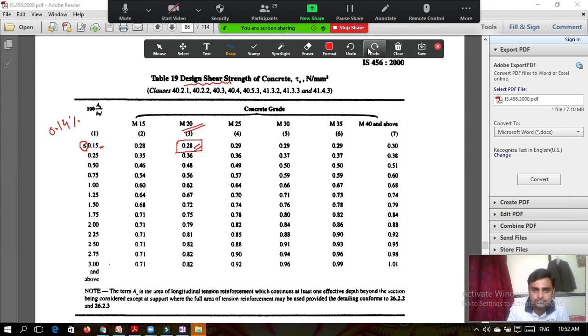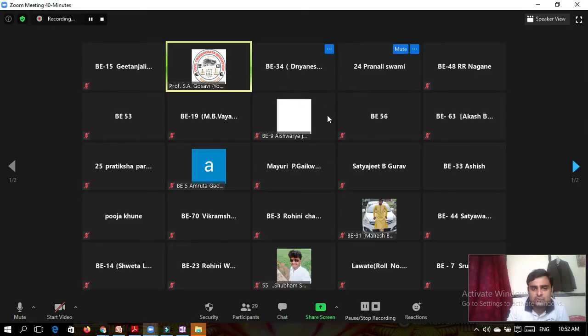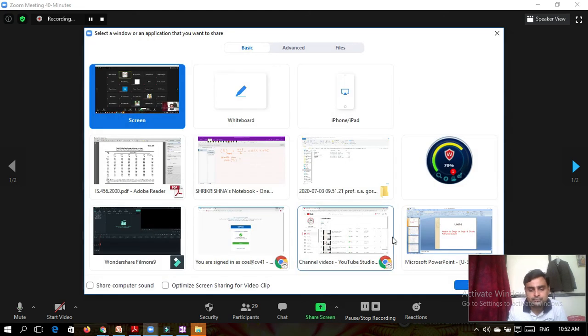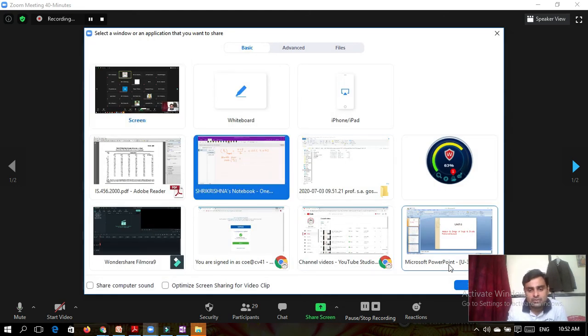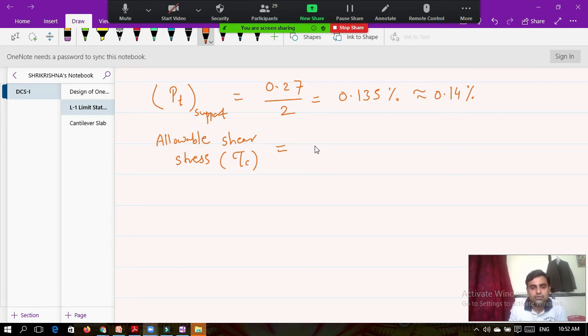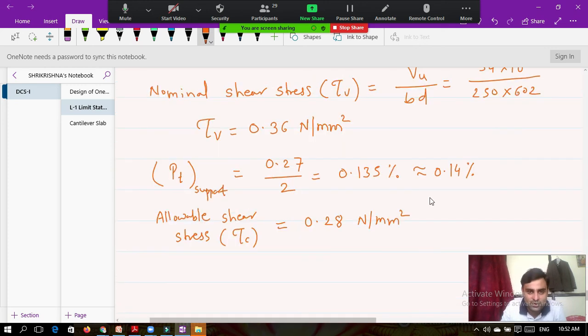Now if we go back again to our numerical, the value is 0.28 Newton per mm square. Now here a somewhat different procedure is there.